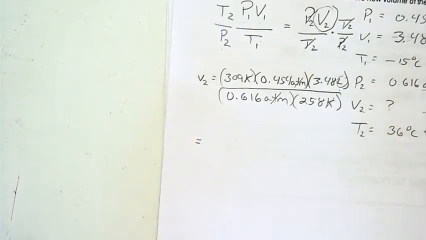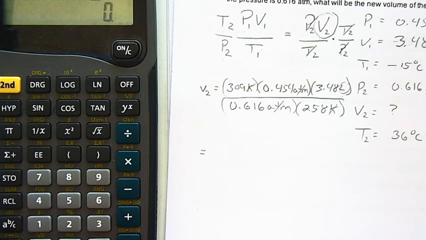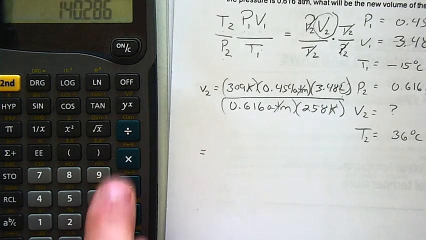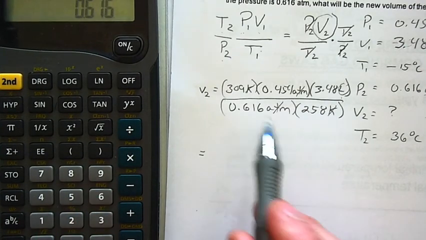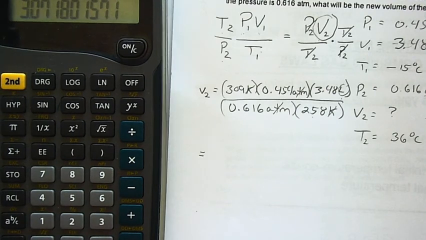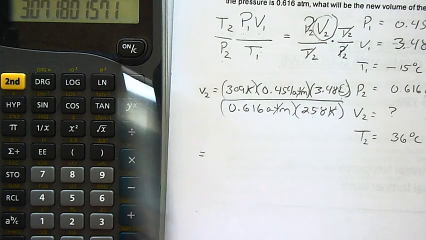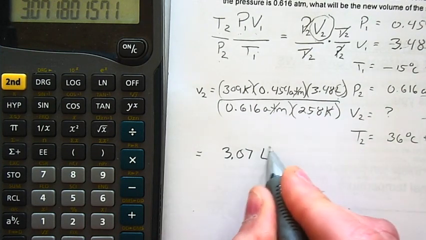On my calculator, I'm simply going to go through: if the number's on top, I multiply it. If the number's on the bottom, I divide. So I'm going to go 309 times 0.454 times 3.48 divided by 0.616 and then divided by, because it's on the bottom, 258 equals. Now my calculator reads 3.0718, and so forth. But remember, I need to round the answer off so that it has the same number of significant figures as the measurement with the fewest. Looking at all of my measurements that I plugged into the formula, they all have 3 significant figures, so I will round my answer off to 3 significant figures and write 3.07. Once again, the units are liters, and I circle my final answer.